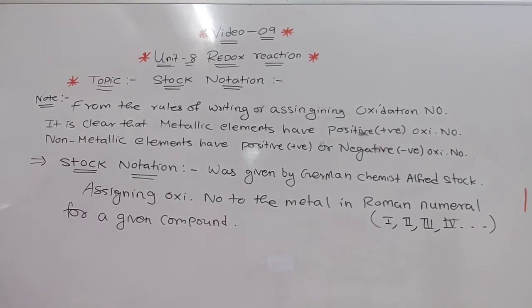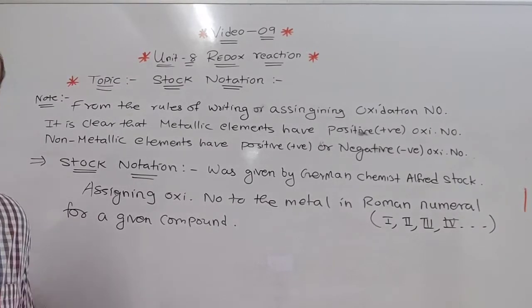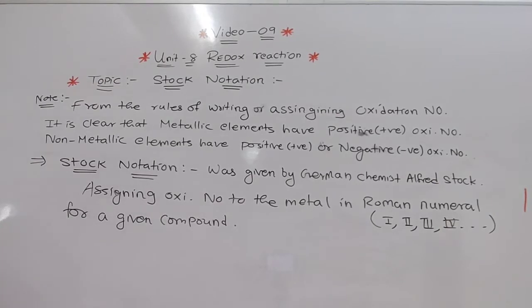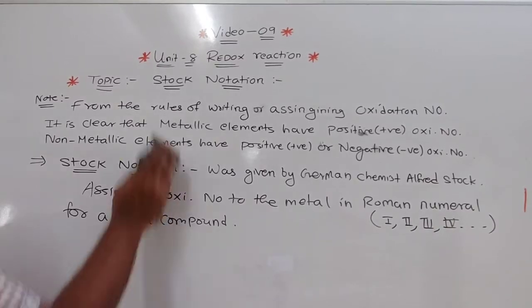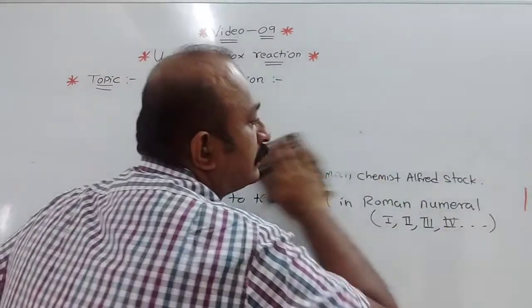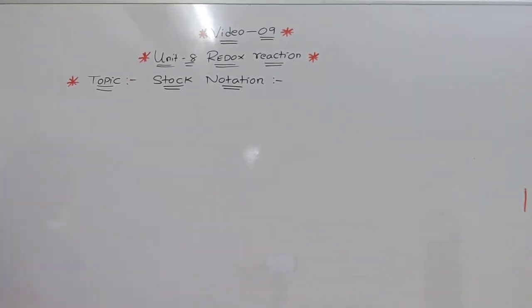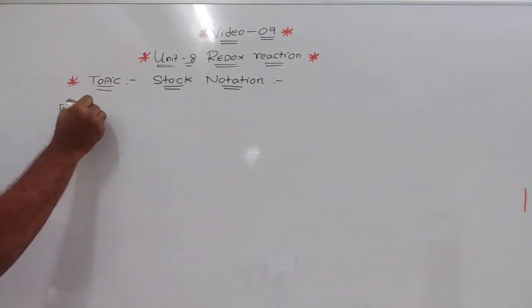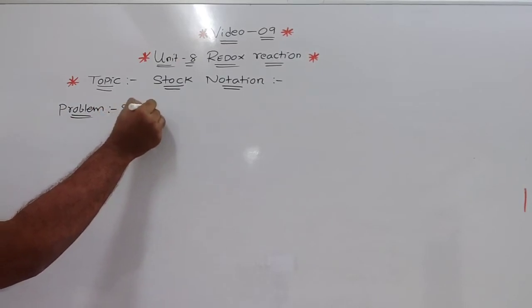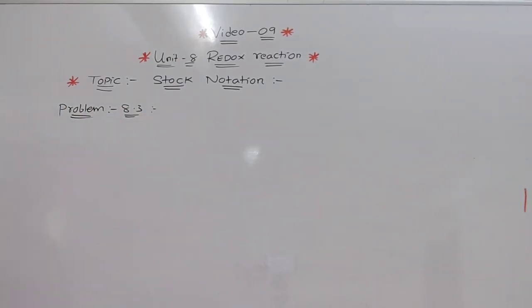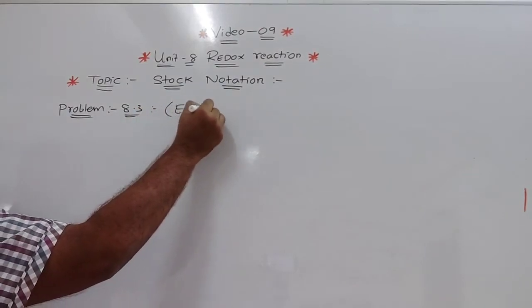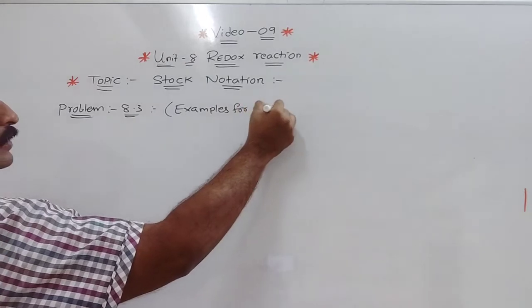In your textbook, or in the exercise, problem 8.3 is given. If not given, you can see this is an example for Stock notation. This all you have to write down in your fair book, so don't forget to write.